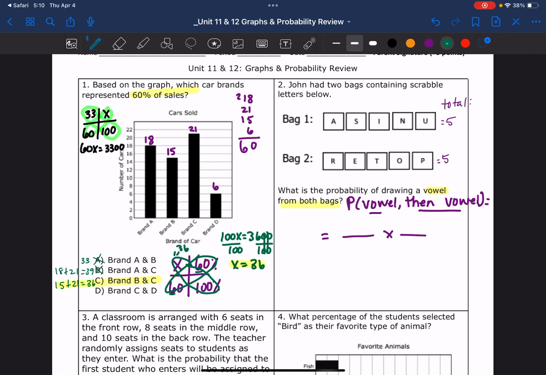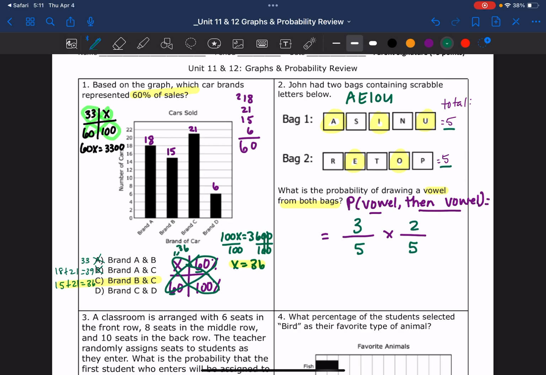All right, so now, again, we have a total of 5 in each of these. And these are going to be independent because you're taking out of one bag and then you're going to take out of the second bag. Out of the first bag, we have A, E, and U. Because remember, A, E, I, O, U are the vowels. And in the second bag, we have E and O. So let's come back over here. 3 out of 5 in the first one. And then in the second bag, 2 out of 5.